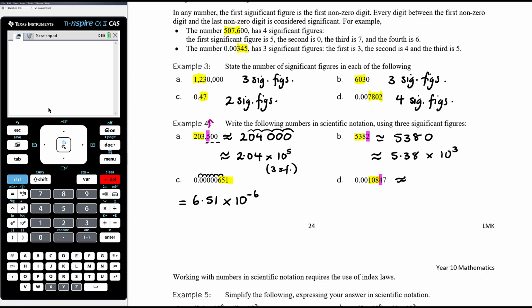So 0.00108, the 4 tells me I don't need to round up, so it stays 0.00108. So that's to 3 significant figures. It's approximately equal because I have rounded off, and now I'm going to write it in scientific notation, so 1.08, and then we're going to need to divide by 10 1, 2, 3 times, so times 10 to the negative 3.